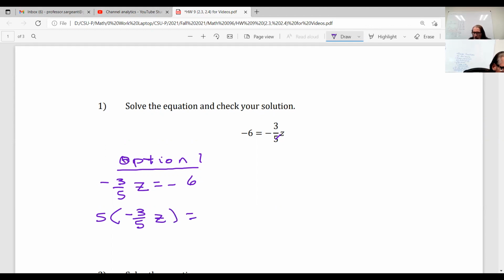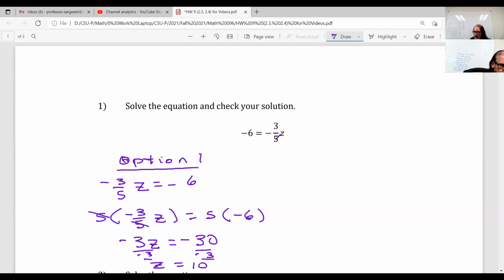On the left side, these two 5s are going to cancel, so that I'm left with negative 3z. And then on the right side, 5 times negative 6 is going to be a negative 30. And then when I divide both sides by negative 3, I get that z is equal to positive 10.